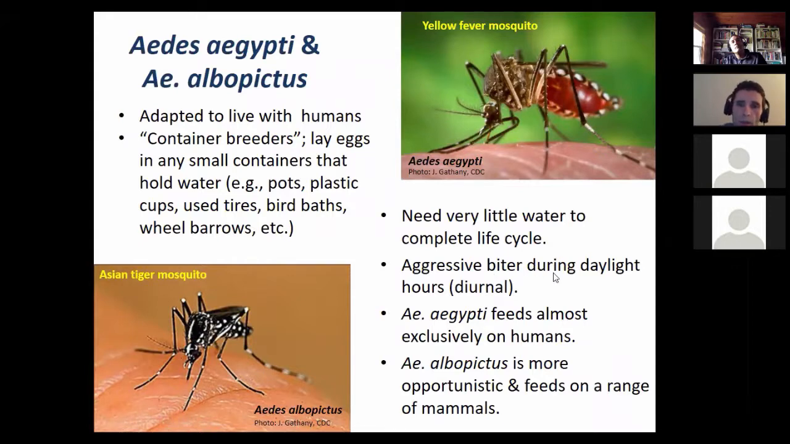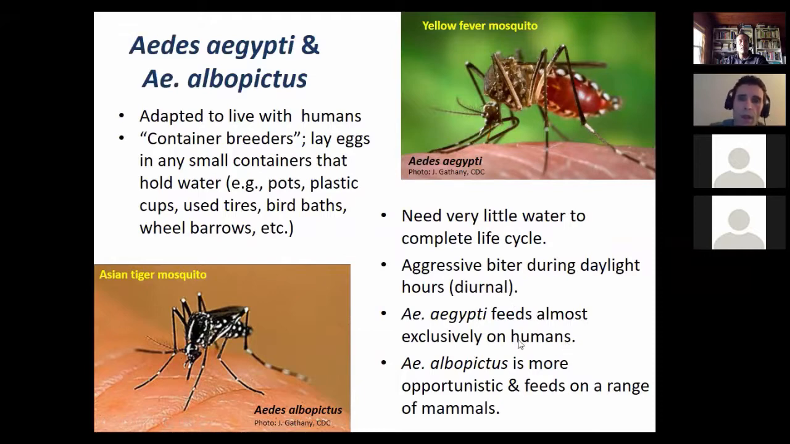And this is really important, because if you're wanting to prevent disease transmission, there are certain things you have to think about with what's in your arsenal. For example, bed nets are very effective against malaria-transmitting mosquitoes because they tend to bite at night. They're nocturnal and go after you while you're sleeping. But bed nets don't work against these mosquitoes because they're active during the daytime. So understanding basic things like that about their behavior is important in trying to figure out strategies to combat mosquitoes.